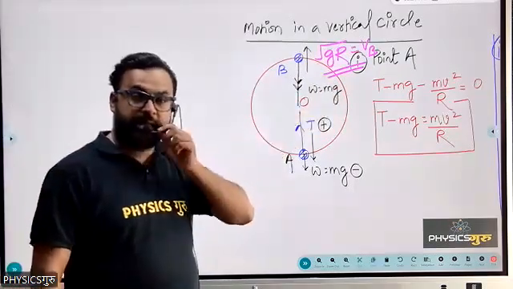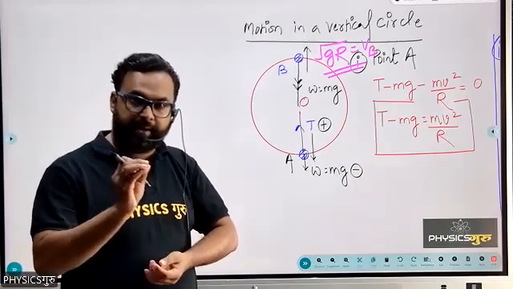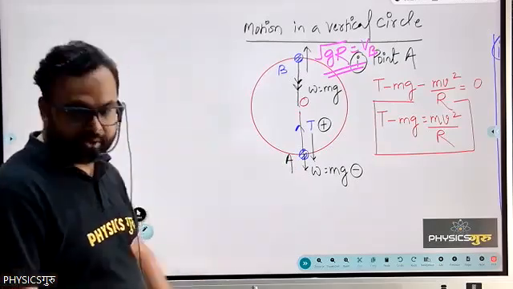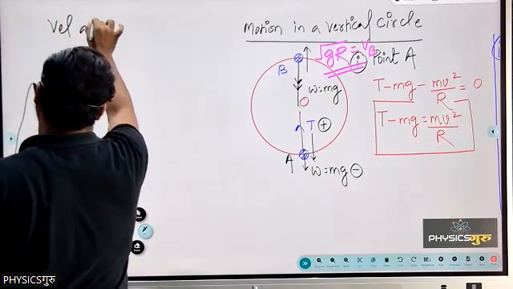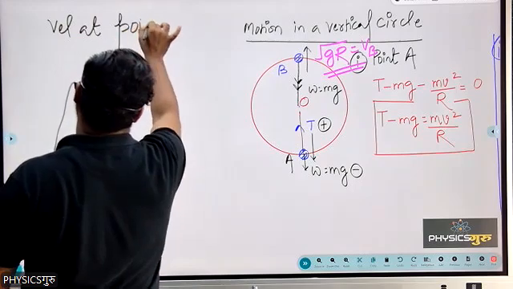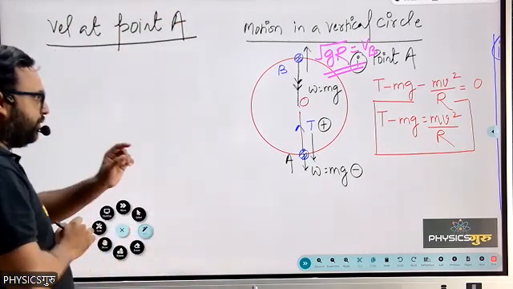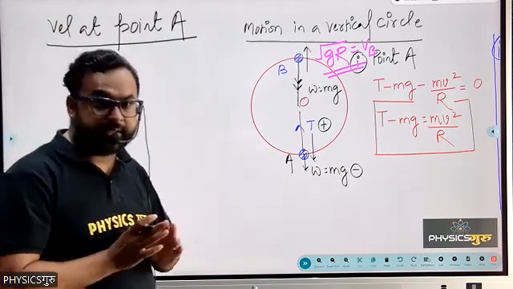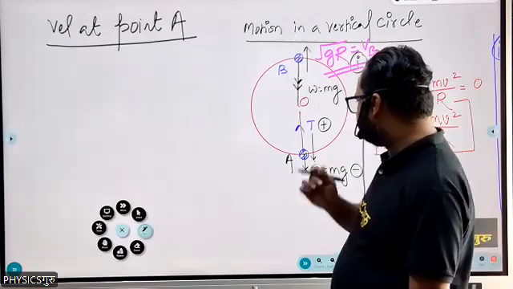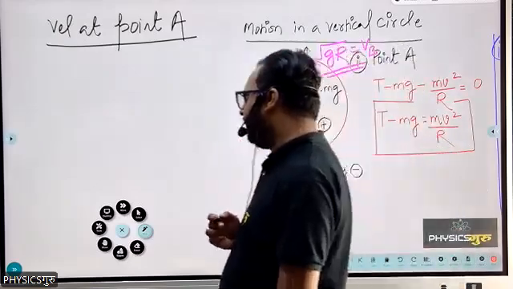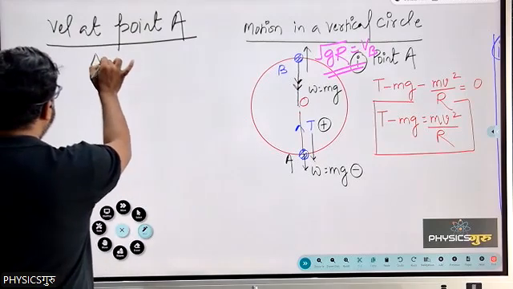So velocity at point B is root gr. Clear? Now the next target is to find the velocity at point A. We want to find the velocity at position A. So we'll use the concept of conservation of energy. That means change in kinetic energy is equal to change in potential energy.